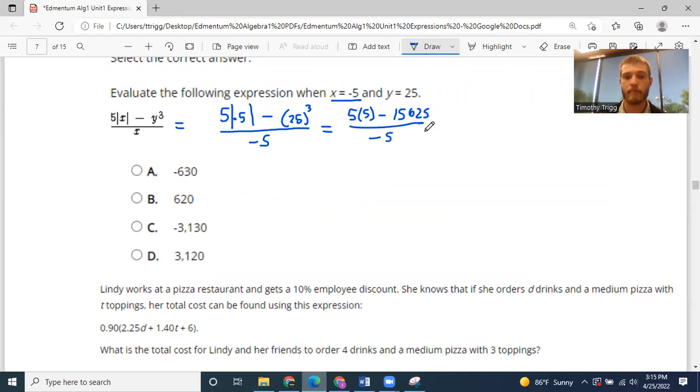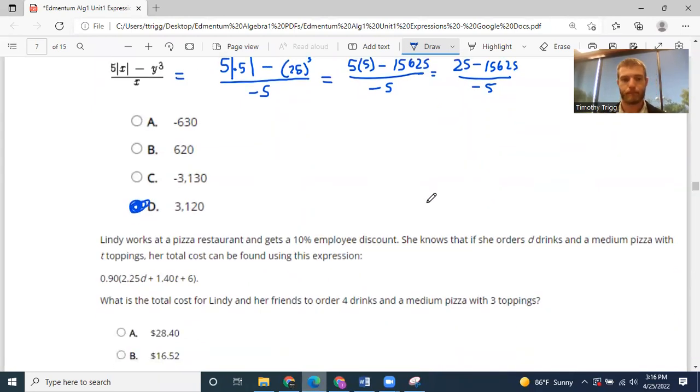Divide by negative 5. So we have 25, because that's 5 times 5, minus 15,625 divided by negative 5. 25 minus 15,625 is negative 15,600, then divide by negative 5. D.